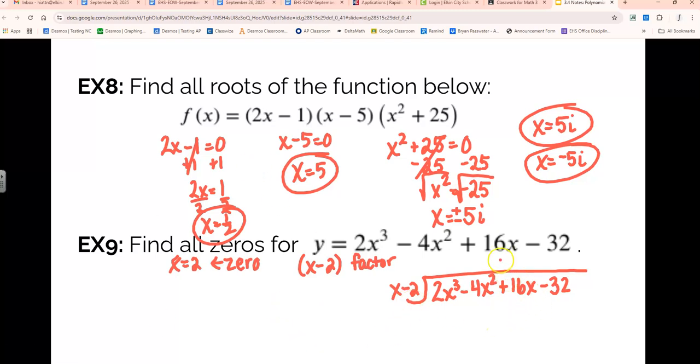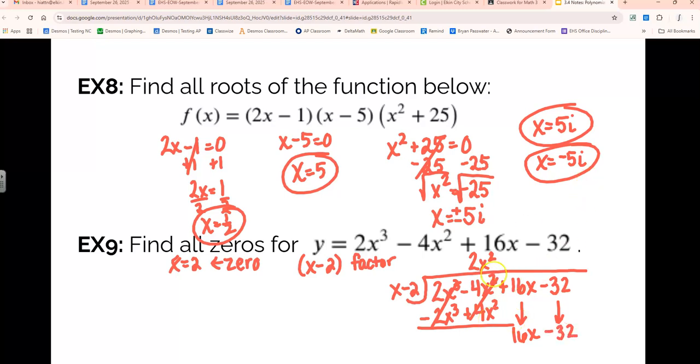So I'm going to say, what times x would give me 2x to the third? And so that is going to be 2x squared. And so I'm thinking 2x squared times x will give me 2x to the third. I must also distribute this here. 2x squared times negative 2 gives me negative 4x squared. I will subtract this here, which actually is going to cancel both of those out. And then I want to bring down my 16x. You really just want to go ahead and bring down that minus 32 as well.